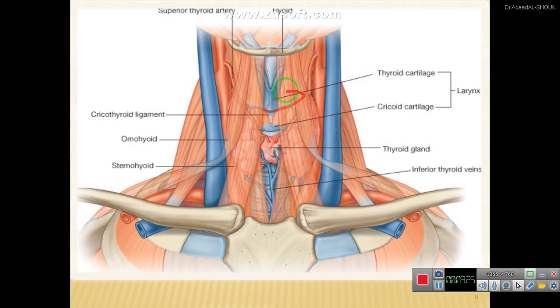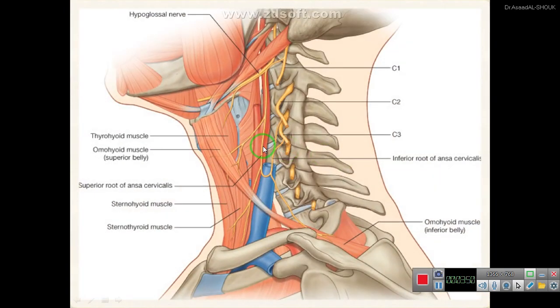In this anterior view you can also see the larynx. Here this is the laryngeal prominence or Adam's apple. Here this is the thyroid cartilage, and here we have the cricoid cartilage, and all of this is the larynx. Here you can see the thyroid gland. These are the lobes of the thyroid gland, and this is the isthmus of the thyroid gland.